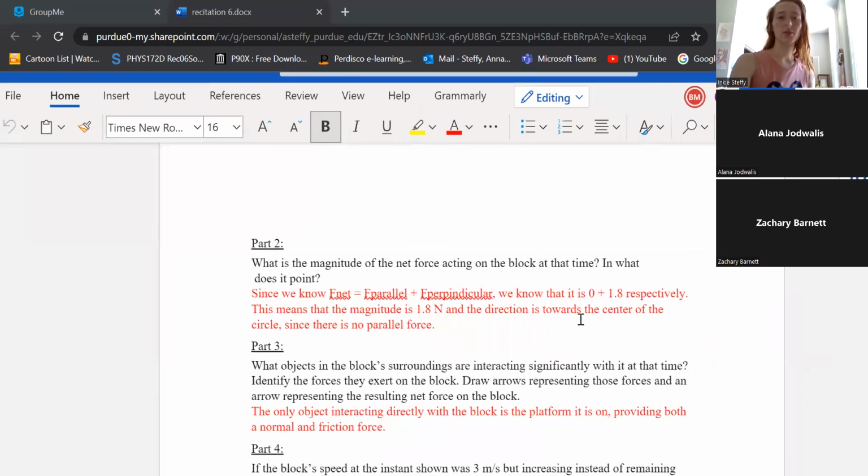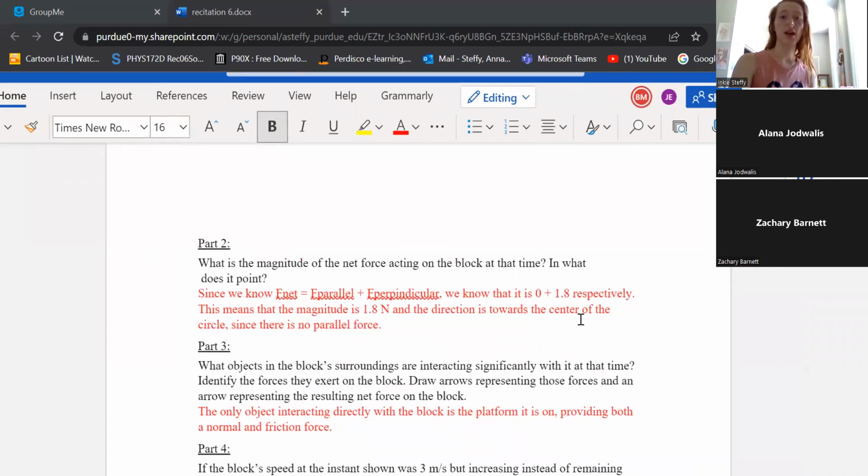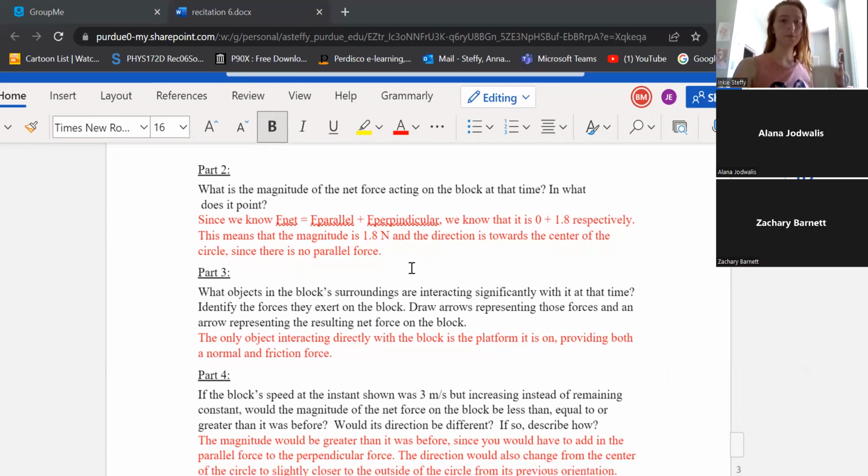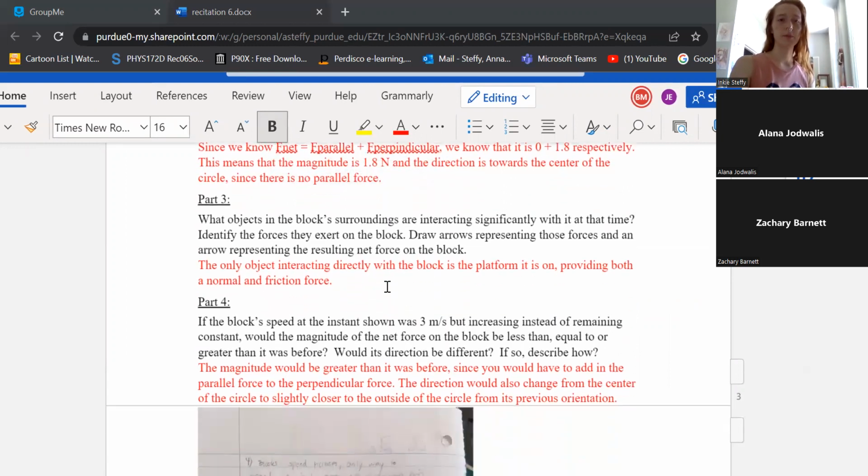So part 2, it says what is the magnitude of the net force acting on the block at the time? And you have 1.8 newtons. I got the same thing. Did you get the same thing, Alana? Yeah. Awesome. Really straightforward. I got the same idea.